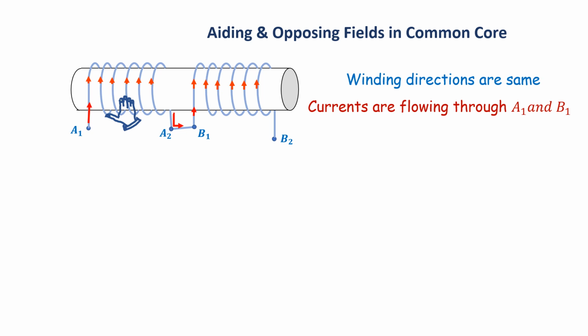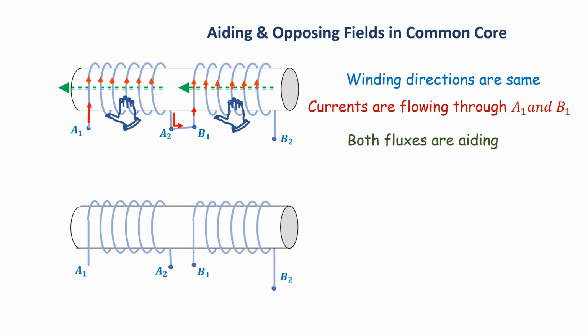Now apply the right hand grip rule to coil 1, showing the four fingers in the current's direction. The thumb is shown towards left. That means the flux produced in coil 1 is directed towards left. Apply the right hand grip rule to coil 2. Here also the thumb is oriented towards left. That means coil 2 flux is also towards left. We can say both fluxes are aiding.